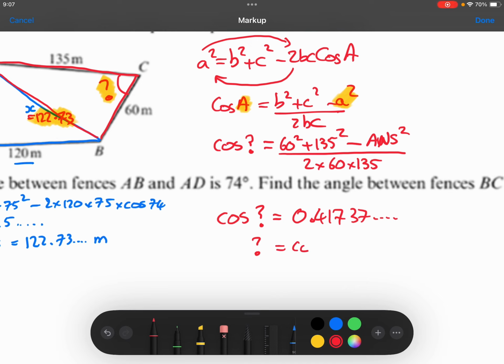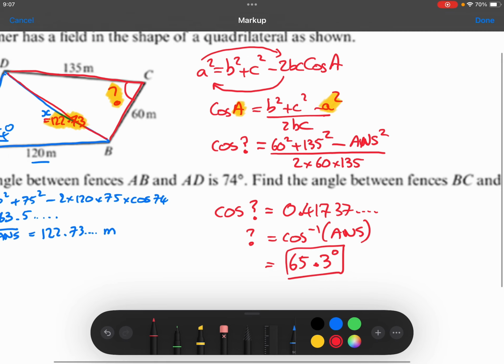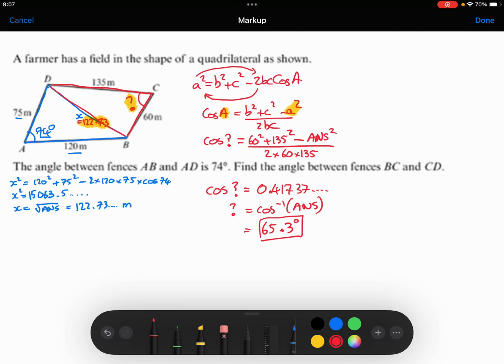And now I'm going to do cos inverse to work out actually what the angle is. So shift cos answer, and we get 65.3 degrees, and that is the angle between the fences BC and CD.